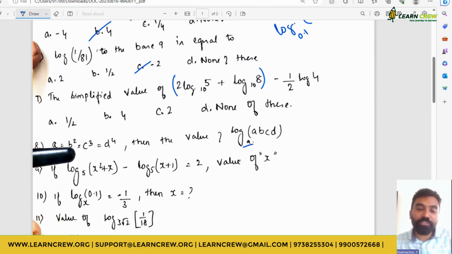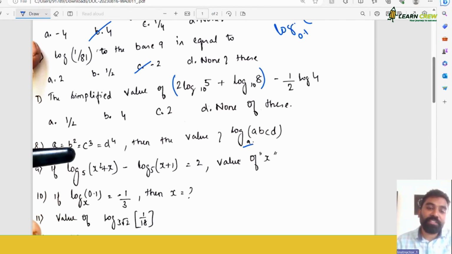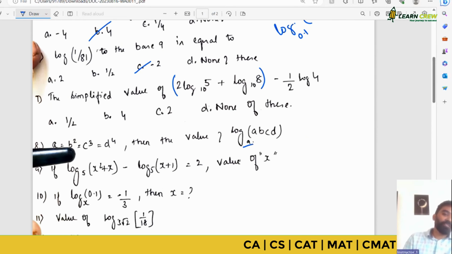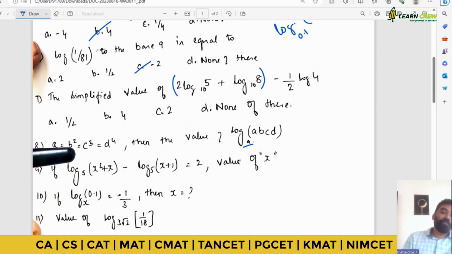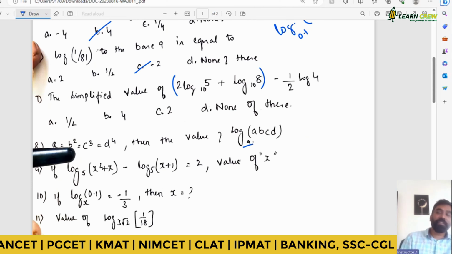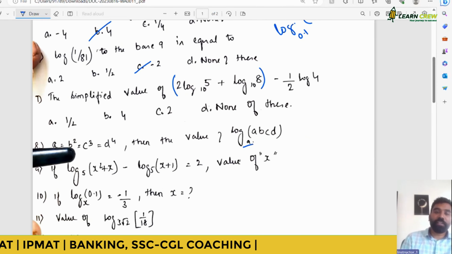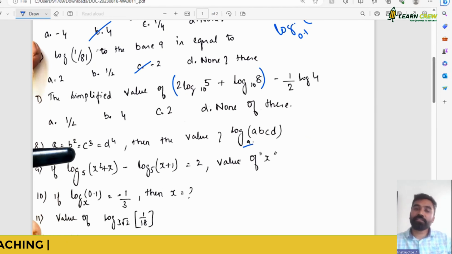Okay, do the next one. This is also an easy one. Log of x square plus x to the base 5 minus log of x plus 1 to the base 5 equal to 2. Find x. How will you do it? Very easy one. Quick, only 10 seconds for this problem. If it is minus, what happens in log? Divide. Are they having the same base? Yes.